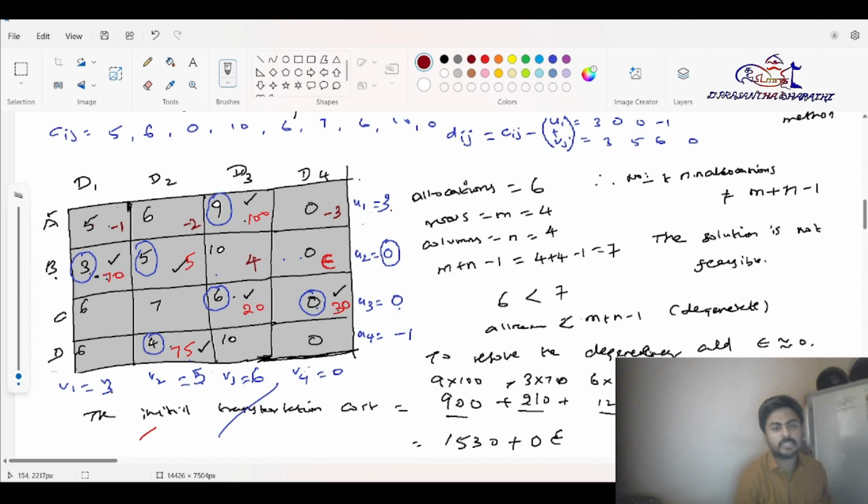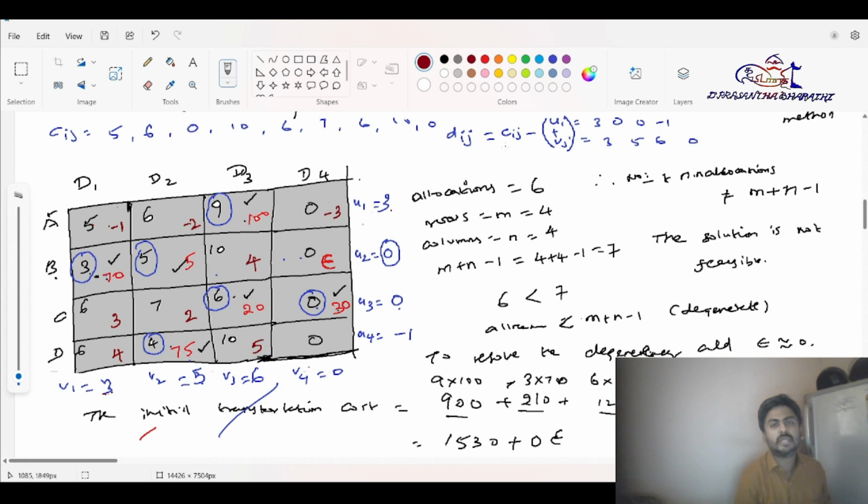Then you have 6 here and 3 here; 3 plus 0 is 3, so 6 minus 3 is 3. You have 7 here and 5 here; 5 plus 0 is 5, so 7 minus 5 is 2. Then you have 6 here, 3 here and minus 1 here; 3 minus 1 is 2, so 6 minus 2 is 4. Then you have 10 here and 6 here; 6 minus 1 is 5, so 10 minus 5 is 5.